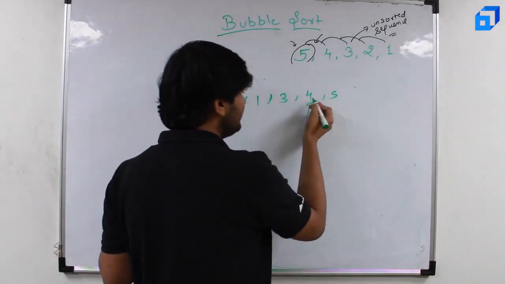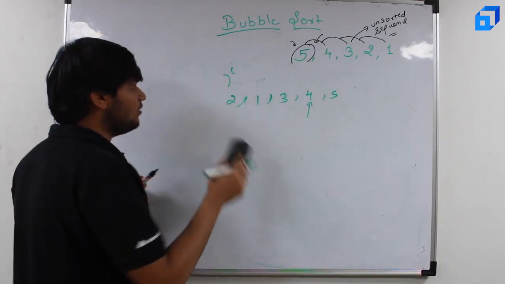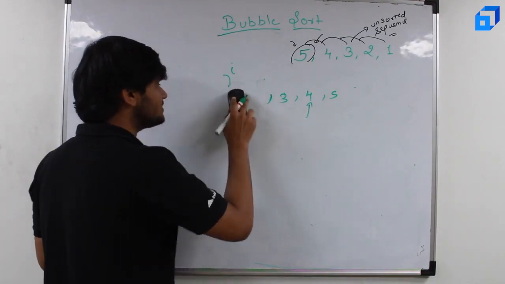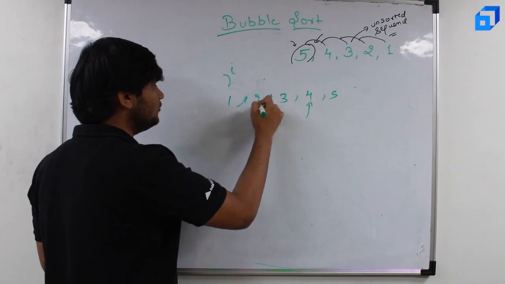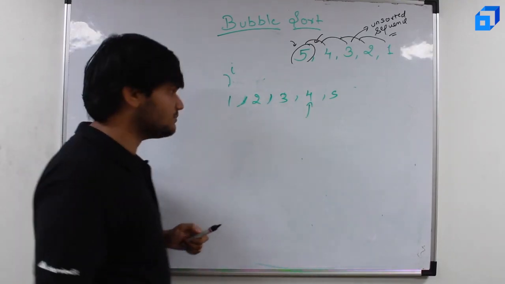And now if we just compare 3 and 4, so no swapping will occur because 3 is lesser than 4. Now at last what will happen is we will just compare 2 and 1. So 1 will come here, 2 will come here. 2 is also present at its best position, and at last 1 is also present at its best position.